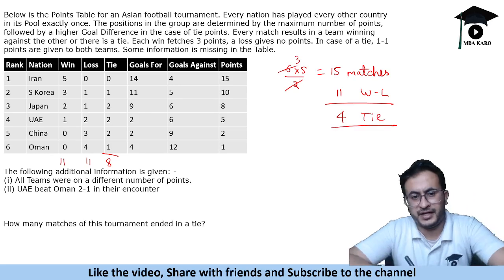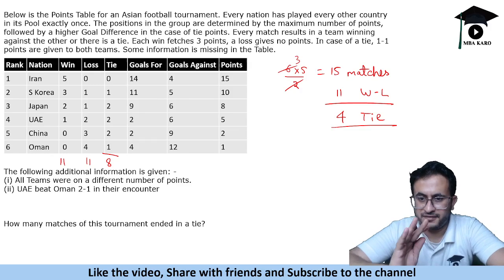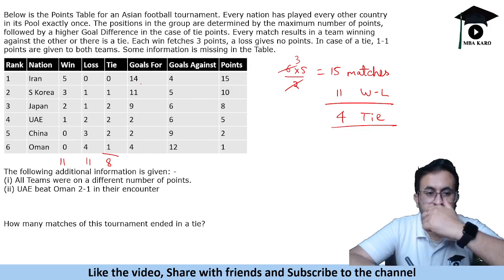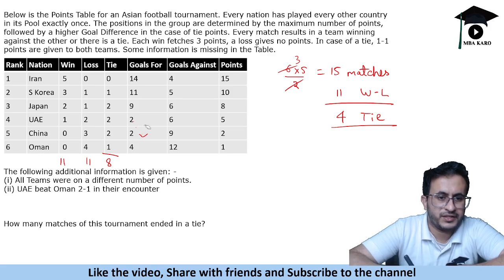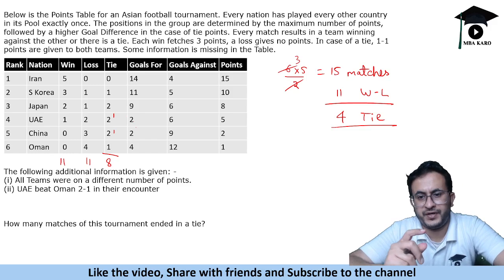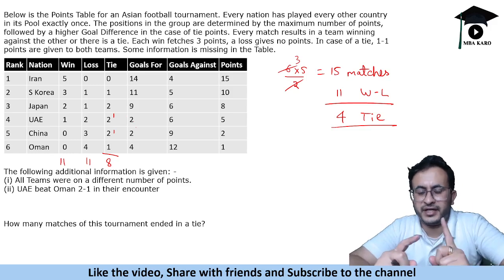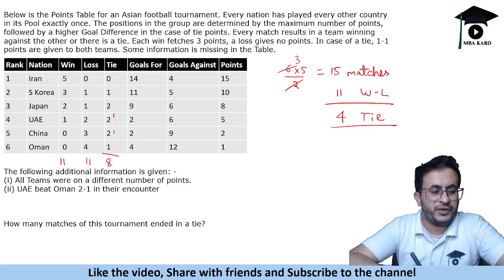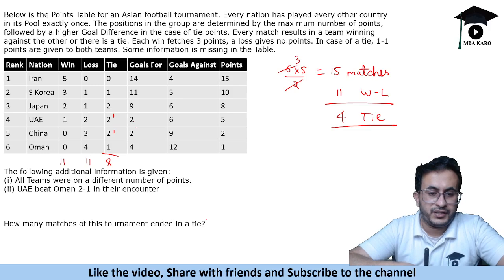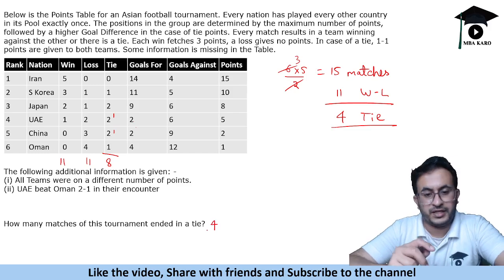Now why are we getting a double here? 8 tie matches. Why are we getting this total as 8? Suppose the match between like UAE and China is a tie. Just taking an example. If it is a tie match, then we will have 1 tie written here, 1 tie written here, UAE and China. So we are writing tie 2 times. Okay, so if we are writing A versus B is a tie match, we will write 1 tie for A, 1 tie for B. But match is only 1. So that is why in such tables, what you get as the total, divide by 2 to get the total number of tied matches. So there are 4 such tied matches.